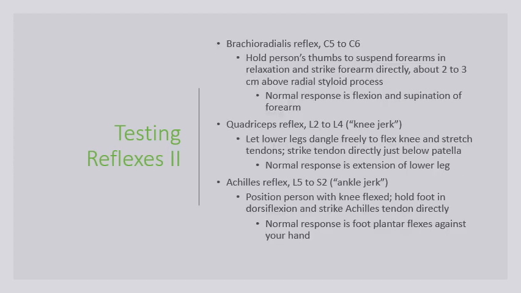Brachioradialis is again C5 to C6. So you hold their thumbs, suspend the forearm, help them relax, and then strike the forearm directly 2 to 3 centimeters above the radial styloid process. And then there should be some flexion and supination of the forearm, so it'll jerk and turn just a little bit.